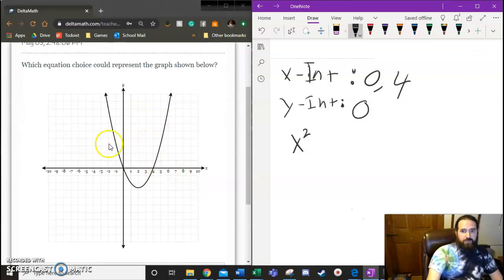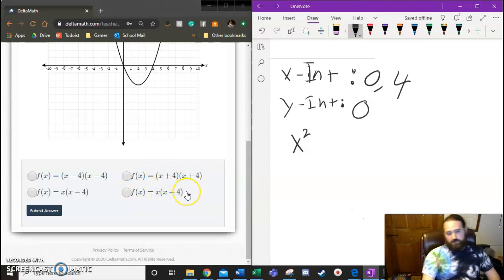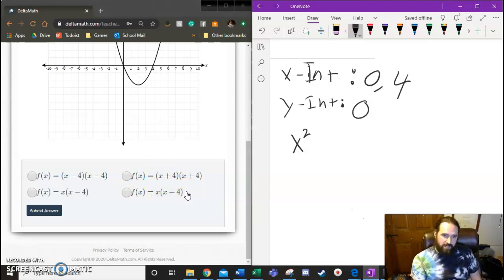So I've got this. Okay, scrolling down. Alrighty. I have x minus 4, x minus 4. 2 x's, they'll multiply to x squared. Okay. X minus 4, they'll multiply, they'll give me x squared. Okay, can't knock that one out. X plus 4, okay. All of these have 2 x's, so that x squared thing doesn't help me knock any of these out. So I need to think about these again.